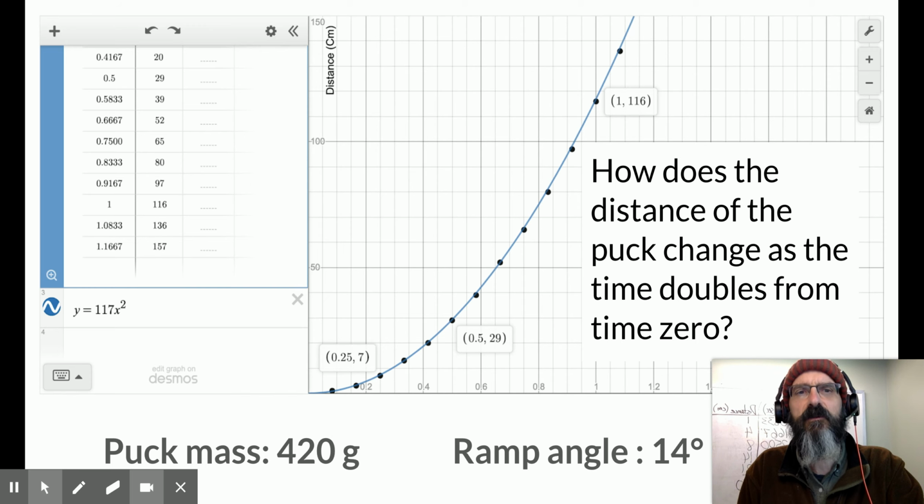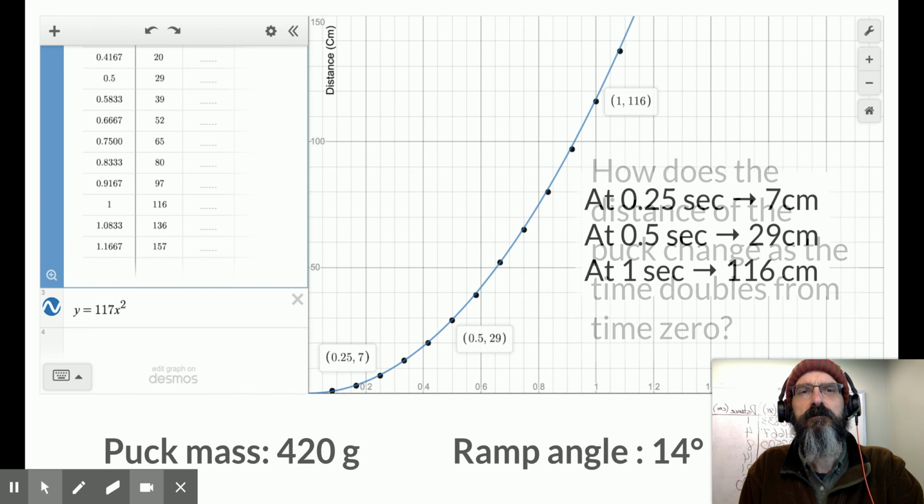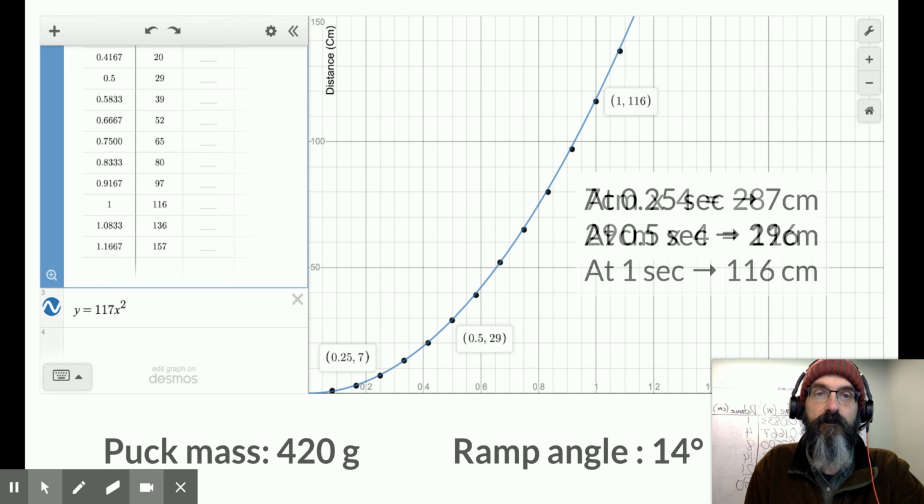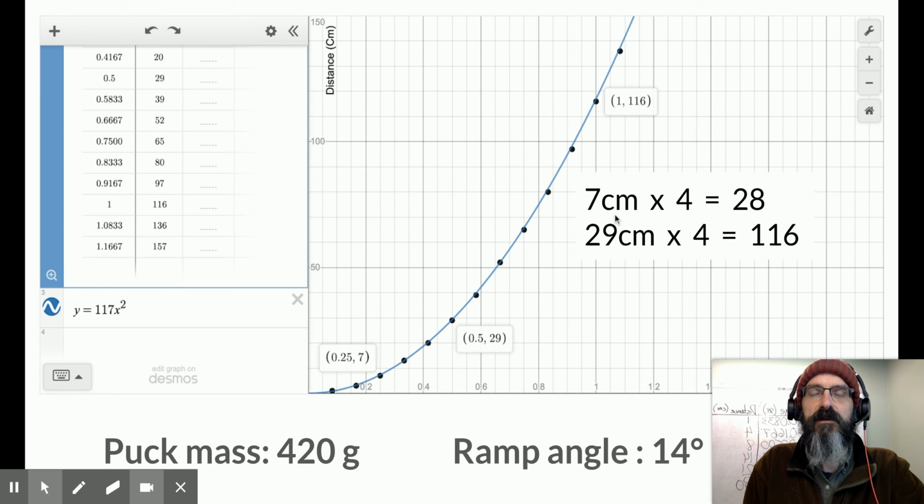Here, though, something different happens. At 0.25 seconds, we've gone 7 centimeters. At 0.5 seconds, we've gone 29 centimeters. At 1 second, we've gone 116 centimeters. Now, 7 times 4 is 28, which is very close to 29 centimeters. 29 times 4 is 116.